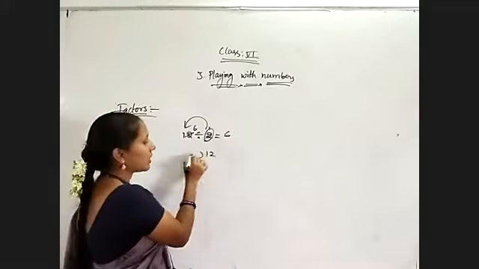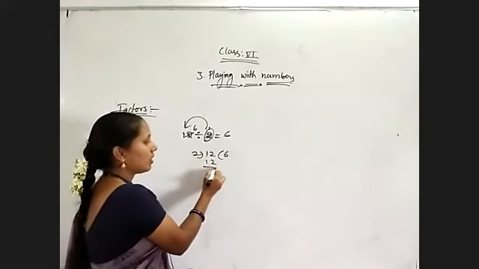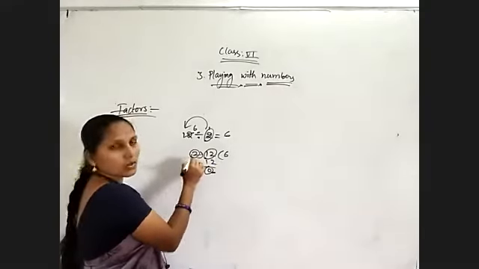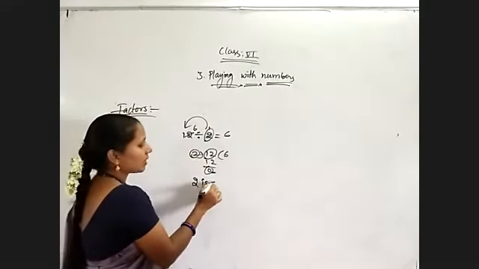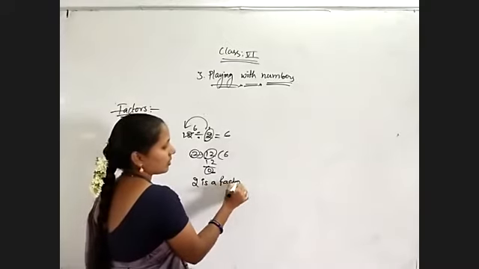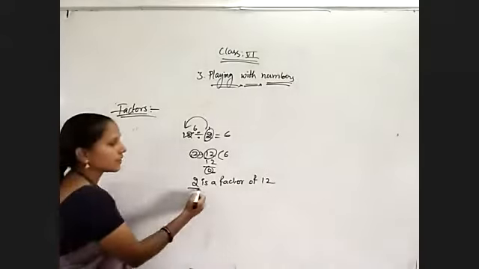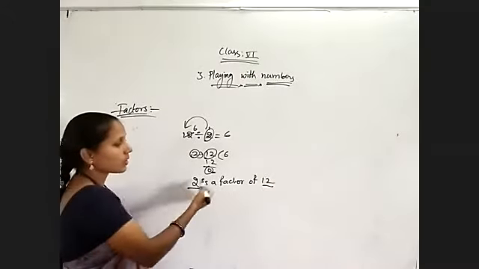So 12 divided by 2: 2 sixes are 12. 12 is divided exactly by 2. So 2 is a factor of 12. 2 is a factor of 12 because 2 divides 12 exactly. That's why 2 is a factor of 12.